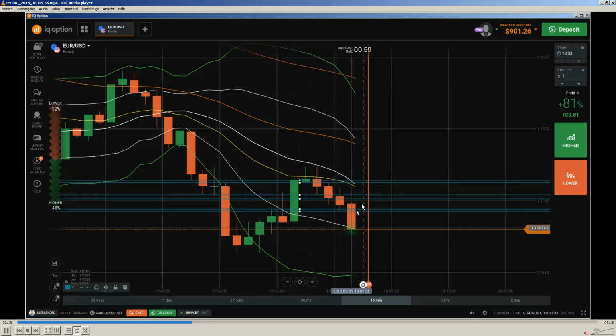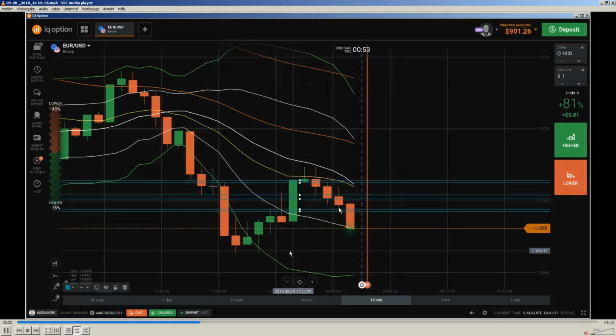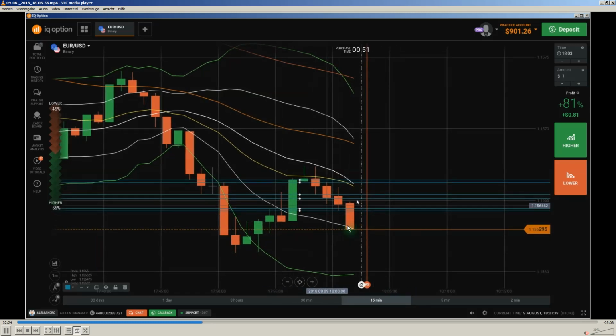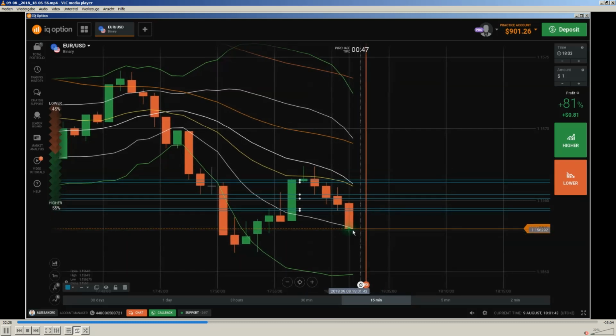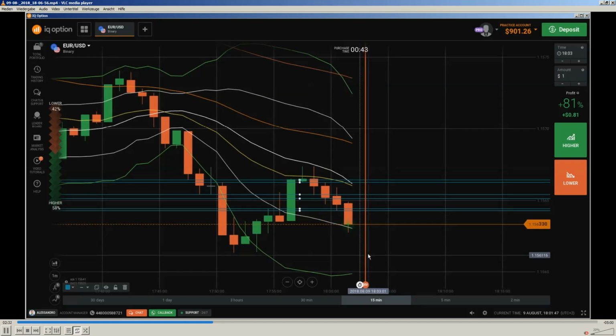that got resistance. Here we have support. Here this candle broke this resistance. Then we got support. This support was broken, and now this area here will act as resistance. That is what you should understand. But you cannot enter immediately, you have to wait for a rejection.